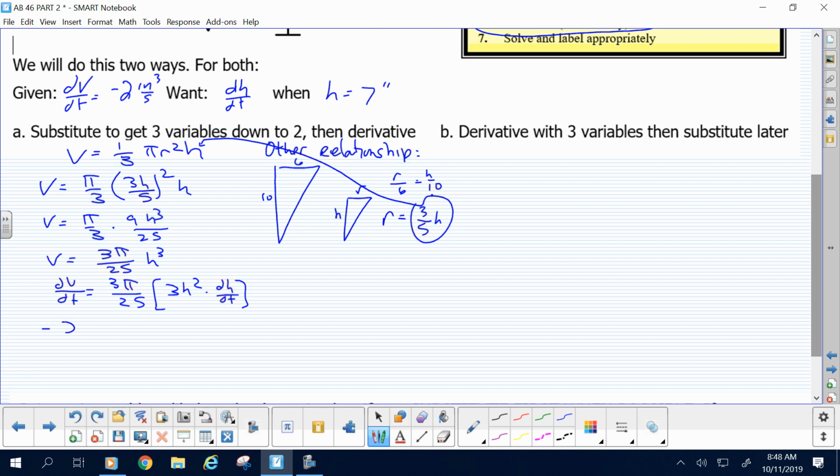That's -2, yes. And I am going to do that 9 pi over 25 thing. And what goes in for H? 7. And what goes in for dH/dt? Nothing. That's what I'm looking for. Okay? So -2 equals, so I got your 9 pi times 49 all over 25 dH/dt. I don't know if that was really necessary, but what the heck.